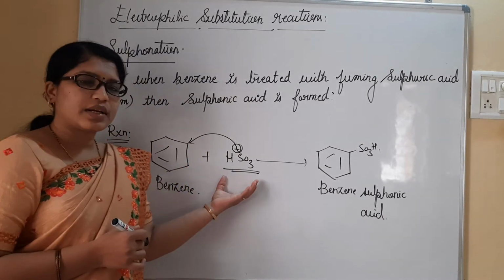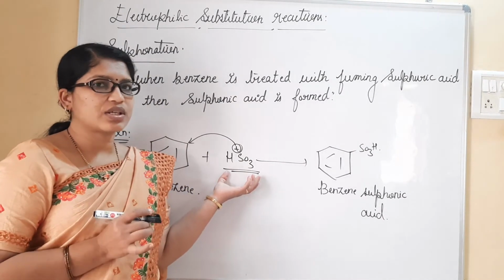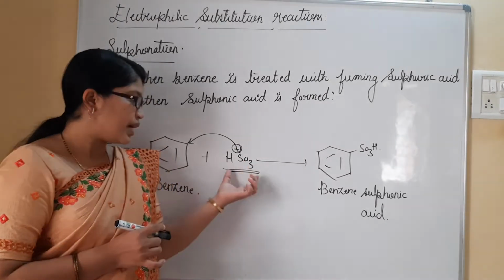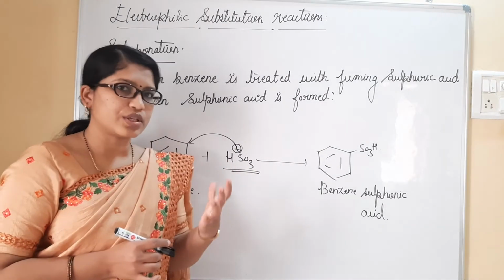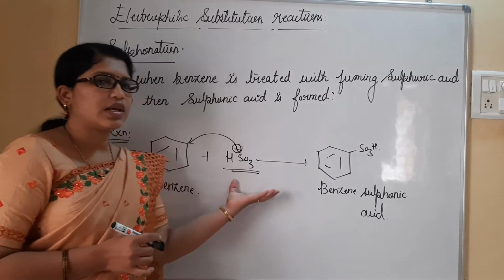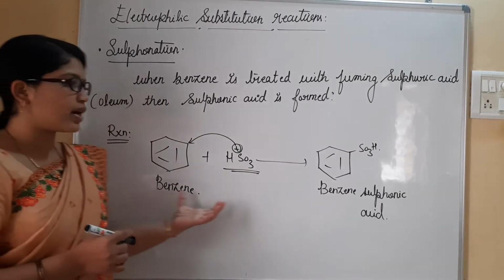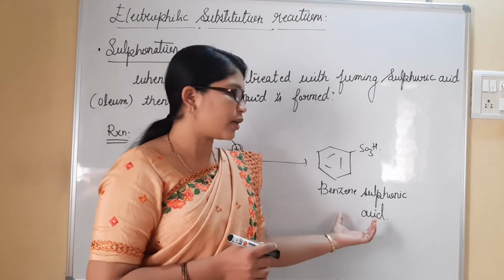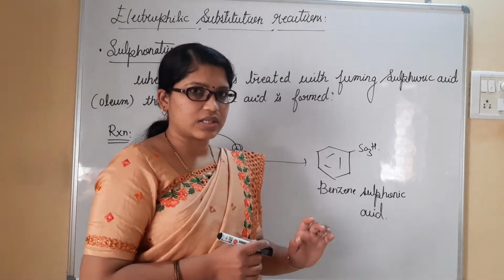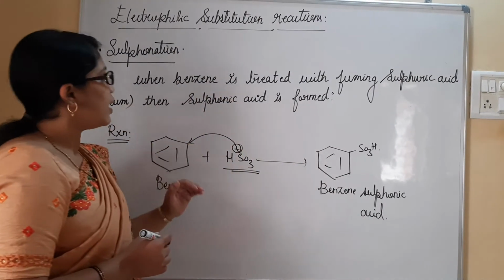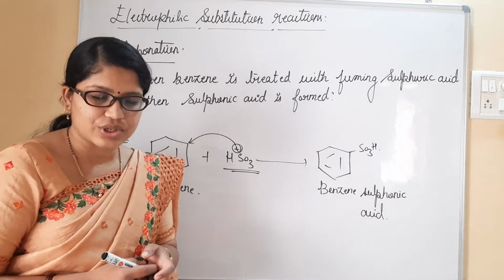How have we generated the electrophile? We have ionized sulfuric acid into HSO3 plus and OH minus. And the attack of this electrophile on the benzene has given us the final product, benzene sulfonic acid. So this is referred to as the sulfonation reaction.